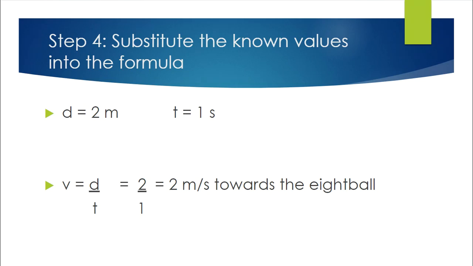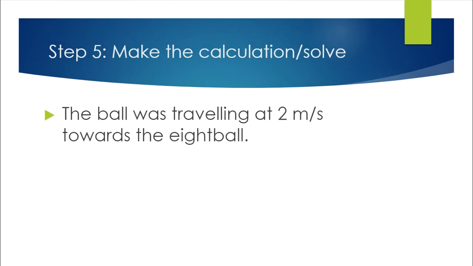And so we have v is equal to d over t, or in other words, 2 divided by 1. 2 divided by 1, of course, is 2. So the ball traveled at 2 meters per second toward the 8 ball. And so we make our calculation, we solve the problem. Step 5, the ball was traveling at 2 meters per second towards the 8 ball.